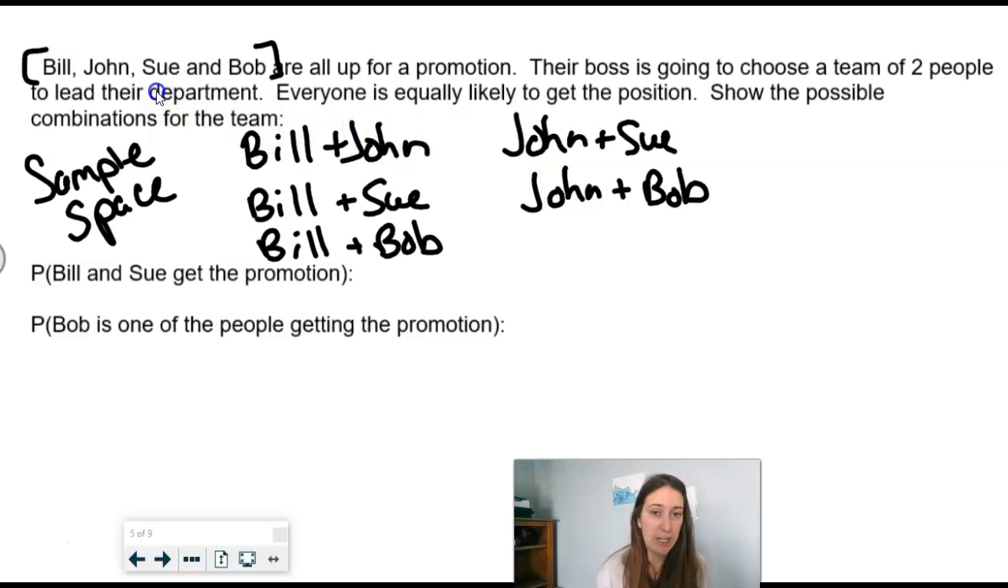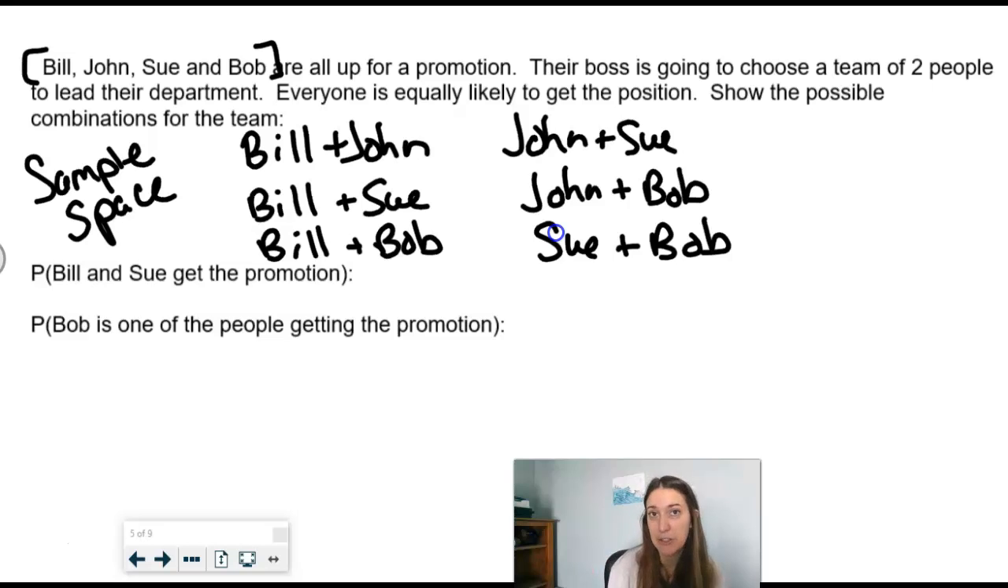And then again, John's out of there now. That's all the combinations for John. And then Sue and Bob. And notice I didn't bother reversing any of these because that would be the same team. Those of you who are familiar with the word combination versus permutation, this is a clear case of a combination, not a permutation. So the probability, notice there's 1, 2, 3, 4, 5, 6 possible outcomes.